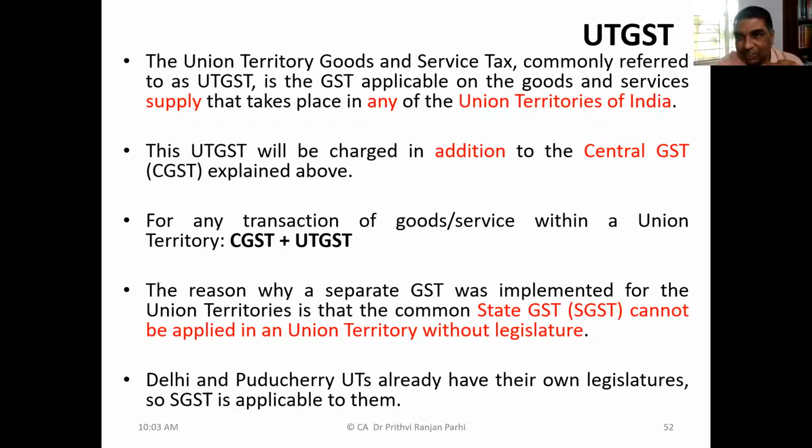And just like state GSTs are there, in union territories there are union territory GSTs. So UTGST will be collected by them. Whenever there is a supply within the union territory, then CGST plus UTGST will be levied. And whenever there is a supply from another state to a union territory, or from one union territory to another union territory, in those kinds of situations, IGST will be levied.